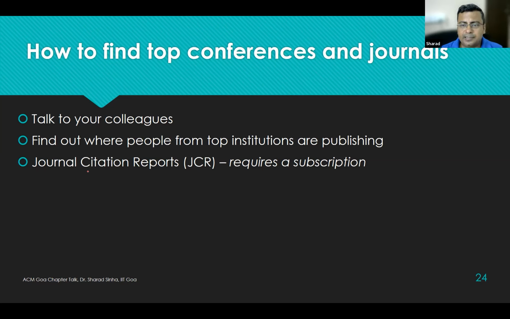The other option is to look at where people from other top institutions are publishing. So Google search is your best friend. You go and look for people at other IITs and NITs or MIT, Oxford, whichever is a top institution in your understanding, or in general understanding, and look at where the people from those places are publishing. And then the third option is to use journal citation reports. However, journal citation reports requires a subscription, so it is not free. Whereas the first two methods are completely free. At the most, you need to give a cup of coffee or tea or some lunch or dinner to your colleagues and friends, and you will get some information. So these are the ways of finding information about top conferences and journals.